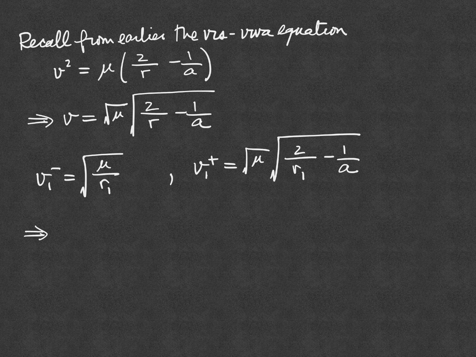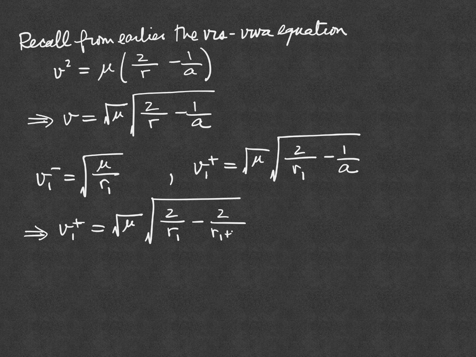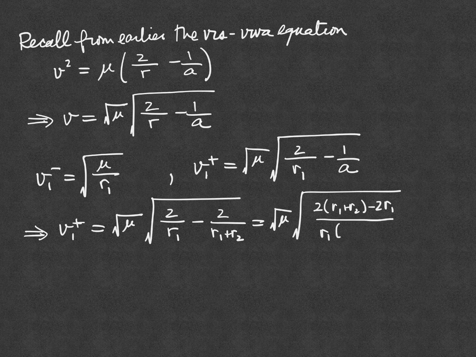So as a result, we get that v1 plus is equal to the square root of mu times the square root of 2 over r1 minus 2 over r1 plus r2, which can be simplified as follows. We get the square root of mu times the square root of 2 times r1 plus r2 minus 2 times r1, all divided by r1 times r1 plus r2, where I've just put everything over a common denominator.